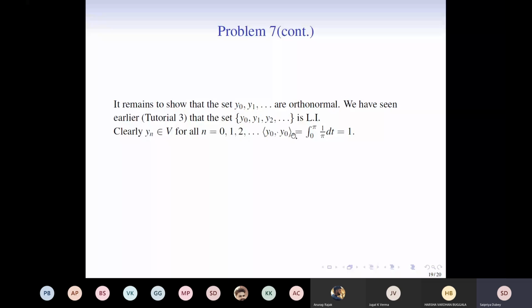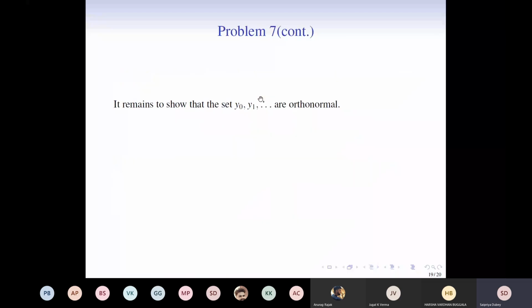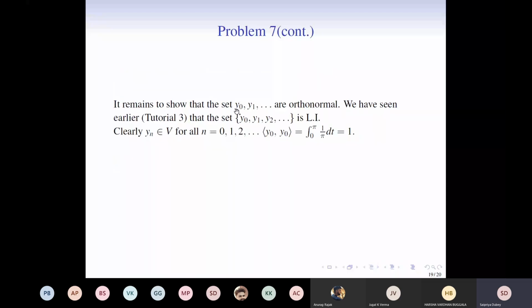So for yn, for all n from 0, 1, 2, and so on, starting with y0, what does it give? The inner product was defined to be the integral from 0 to pi of f(t) g(t) dt. So here f and g both are equal to y0, which is equal to 1 by root pi. Therefore, we get this.